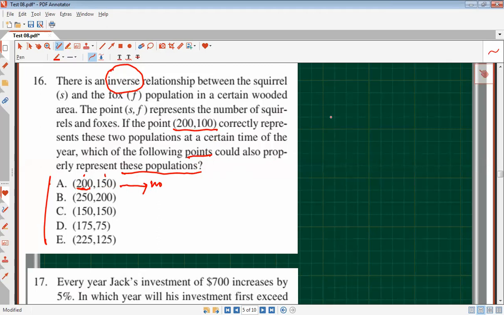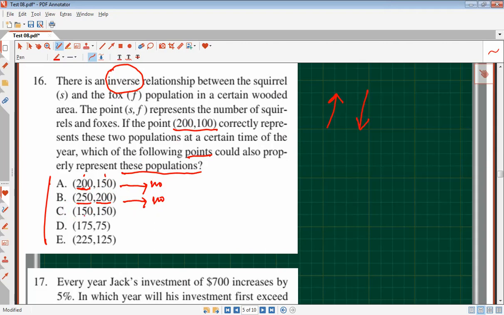That is, something increases and something decreases. So option A is not suitable. Option B, this one, 250, is an increase, and the other coordinate, 200, also increases. No, not suitable either.